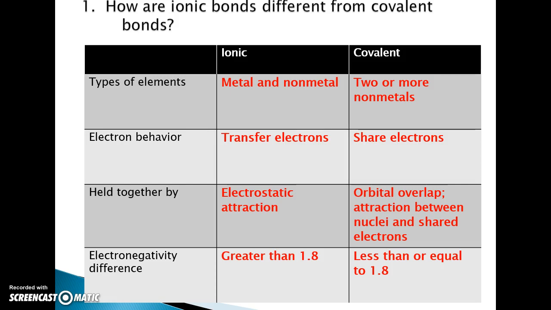When we talk about how they're actually held together as compounds, ionic compounds are held together by electrostatic attraction between oppositely charged ions. In covalent compounds, we have orbital overlap, so they're actually sharing electrons, and the nuclei of the two atoms are attracted to the shared electrons. One easy way to distinguish ionic and covalent compounds, besides the composition of the elements, is the electronegativity difference between two elements in a compound. If it's greater than 1.8, we consider it to be ionic. If it's less than or equal to 1.8, we consider it to be covalent.